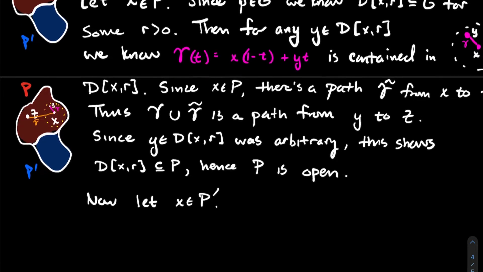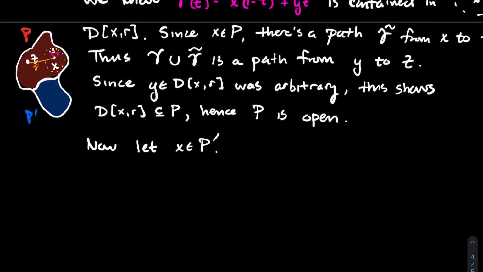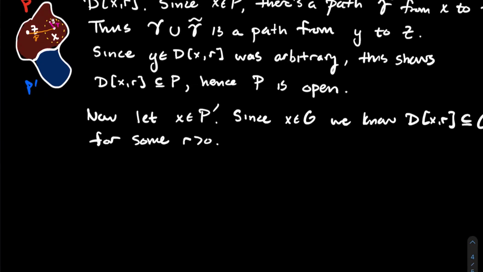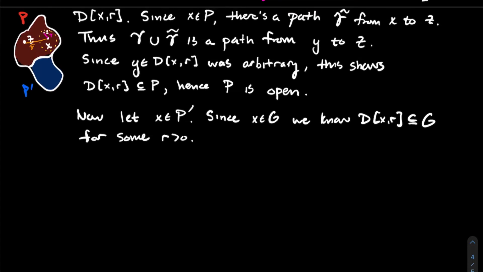So now let's try to play the same game and try to show that the blue set is actually open as well. So let's let x be in P prime now. So again, because x is in G and G is a region, I know that it's open, therefore it should have a neighborhood that's contained inside of G. So I'll call that, again, D(x, r), say. So the disk centered at x of radius r. And let's consider that now.